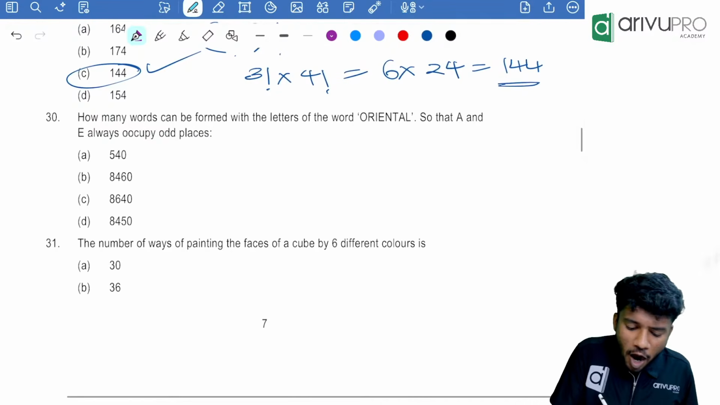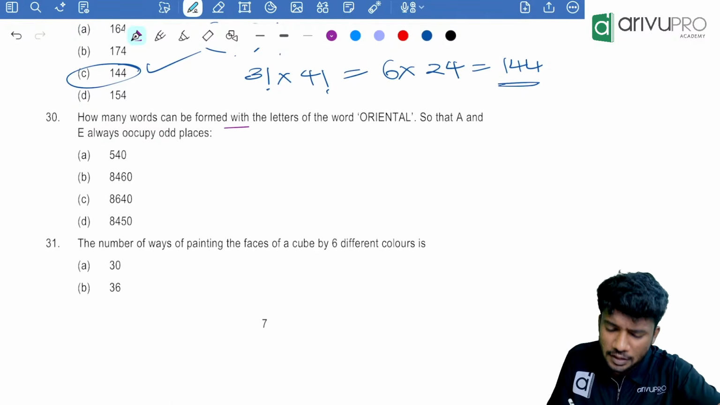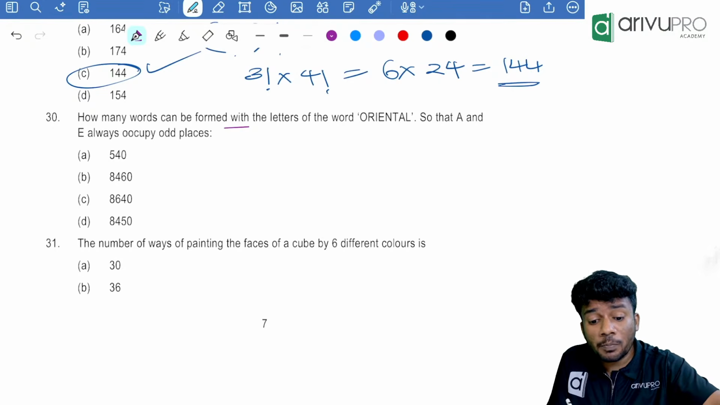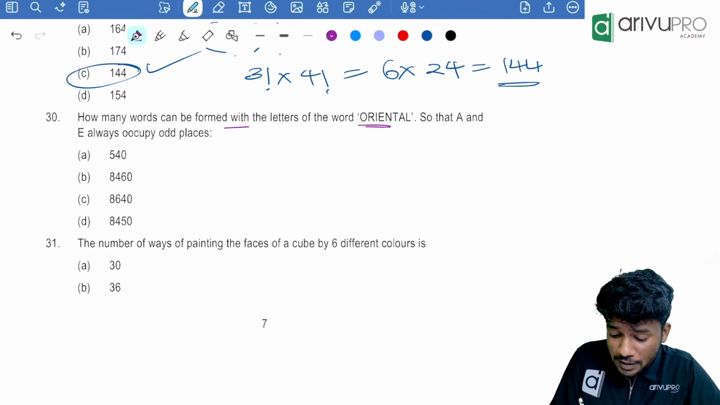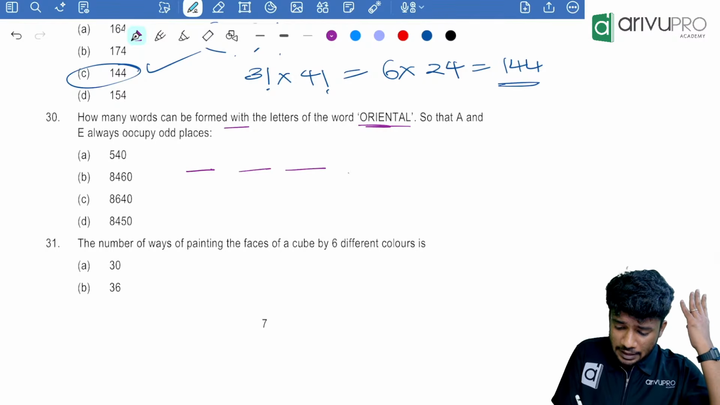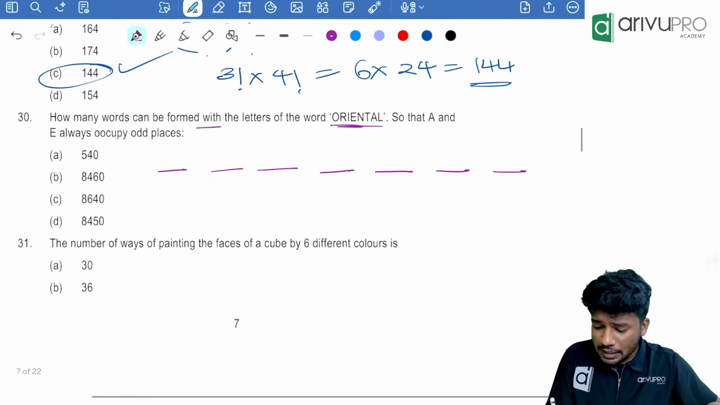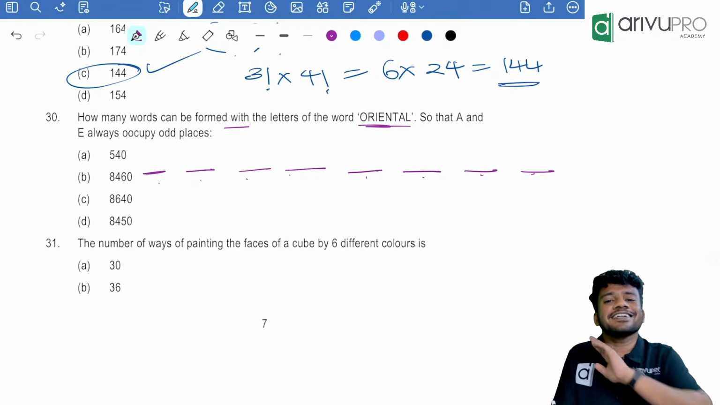Next question. How many words can be formed from the letters of the word Oriental so that A and E always occupy even places is the question. A and E always occupy even places. How many letters are there in total? O is there, R is there, I is there, E is there, N is there, T is there, A is there, L is there. That means 1, 2, 3, 4, 5, 6, 7, 8 letters are there in total.